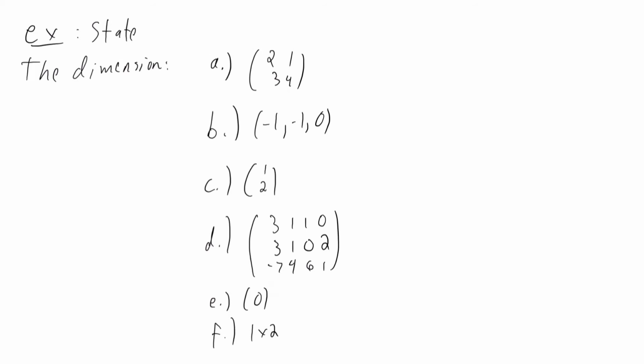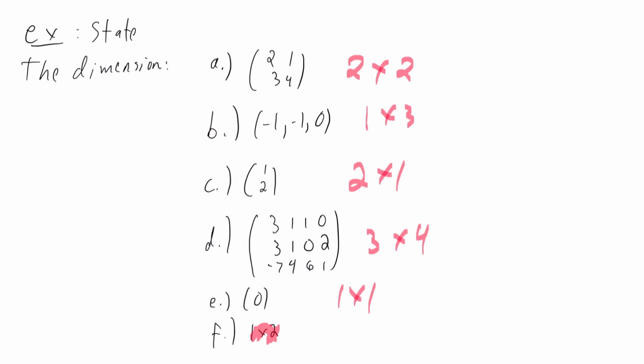Let's just do a quick check of understanding of what the dimension of a matrix is. Let's look at each of these. What are the dimensions? Well, here in A, there's 2 rows and 2 columns. Here, there's 1 row and 3 columns. 2 rows, 1 column. 3 rows, 4 columns. 1 row, 1 column. I think I wrote this one wrong. I'd want to write 1, 2, 1 row, 2 columns.